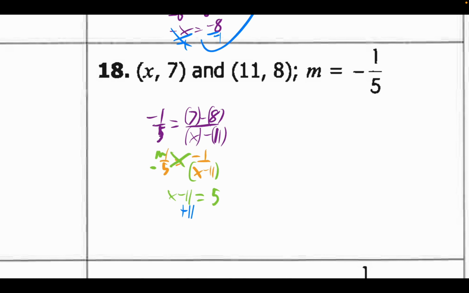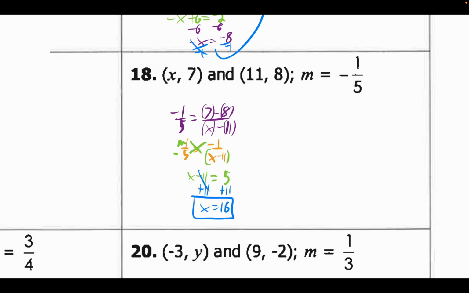So now as I add 11, I actually just get my answer. I don't have to worry about any negatives with my x. And I get x equals 16. And it always is better when we don't have to worry about negative situations with our x's, you know, in real life and in math.